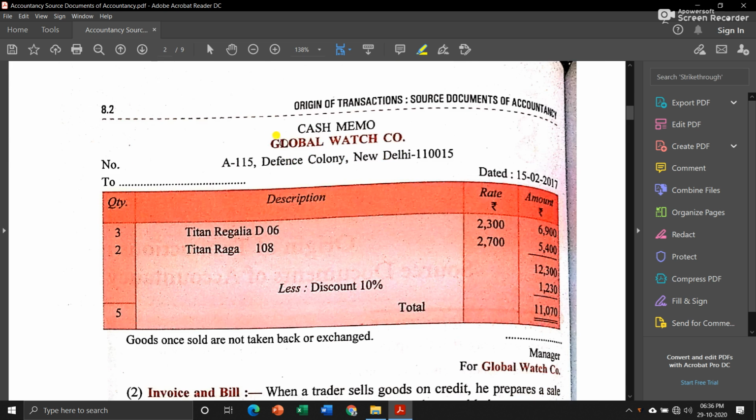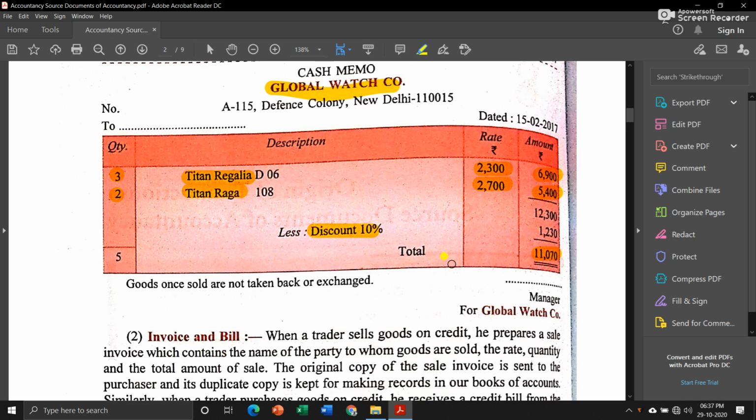Now this is a cash memo of Global Watch Company. They have sold two items, that is Titan Regalia and Titan Raga. So the item which they have sold is mentioned, quantity is mentioned, rate means price per unit is mentioned, and total amount, total price is mentioned. Plus if there is any discount, that discount is also mentioned in the cash memo. So altogether Global Watch Company, they have received 11,070 rupees.